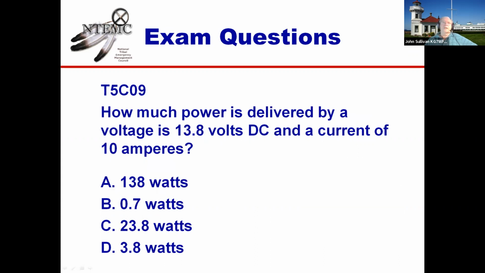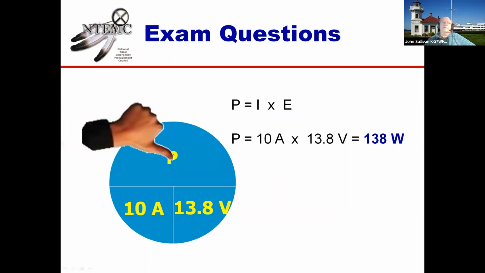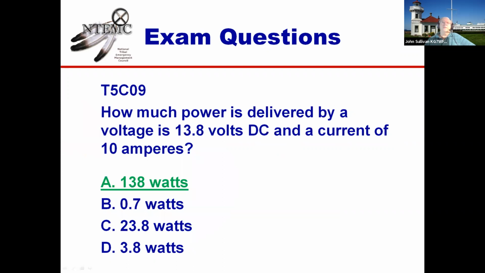All right. How much power is delivered by a voltage of 13.8 volts DC and a current of 10 amps? Oh, there's a typo in there somewhere. So P equals I times E, right? It's going to be 13.8 times 10. Put your thumb over the P. 138 watts.